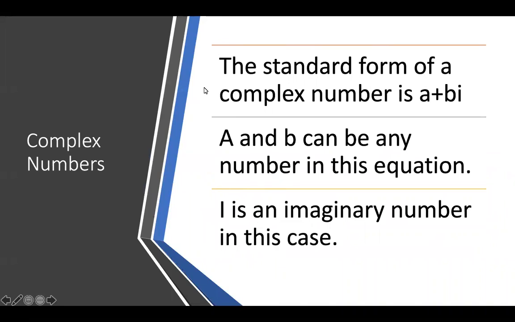But what are complex numbers? Complex numbers have a specific form, and their specific form is a plus bi. And a and b can just be any number in the equation, but i is an imaginary number, of course.